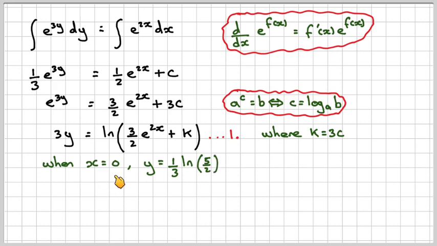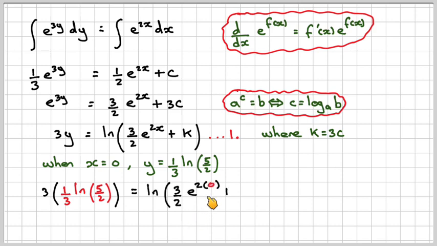So we've got when x is equal to 0, it must pass through this point. y is equal to 1/3 ln of 5 over 2. So on this side, we're going to get 3 times 1/3 ln of 5 over 2. And then on the right-hand side, we're going to get ln of 3 over 2 e to the 2 times 0 plus k. Well, e to the 2 times 0 is 1. Okay, and then the 3's here will cancel. So that will just be ln of 5 over 2.